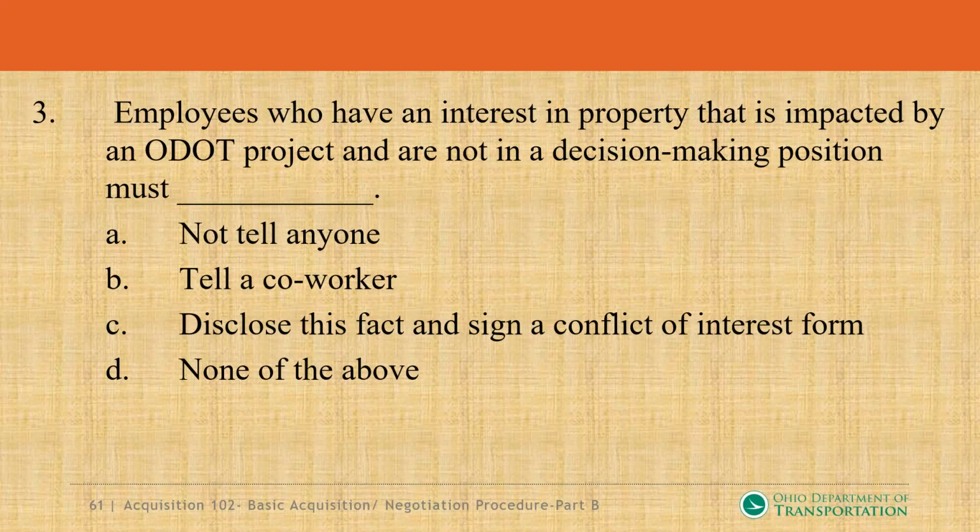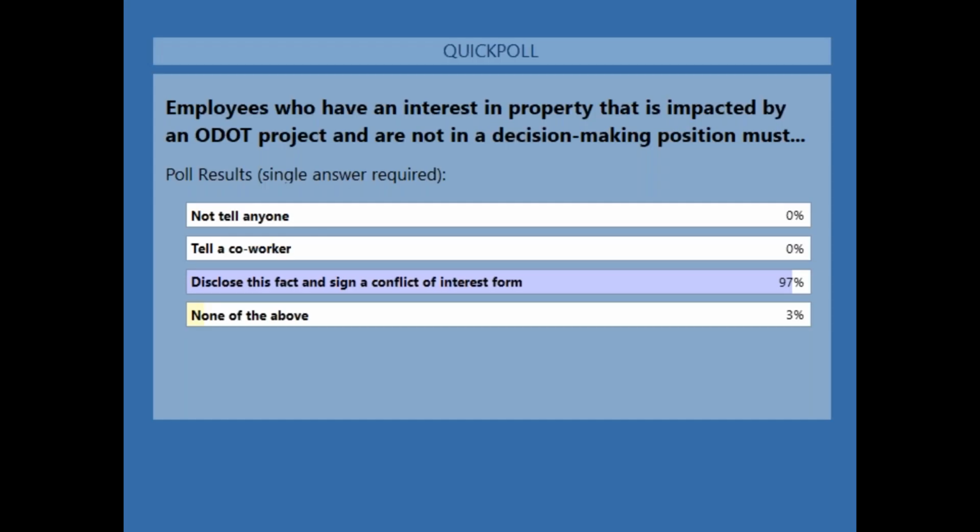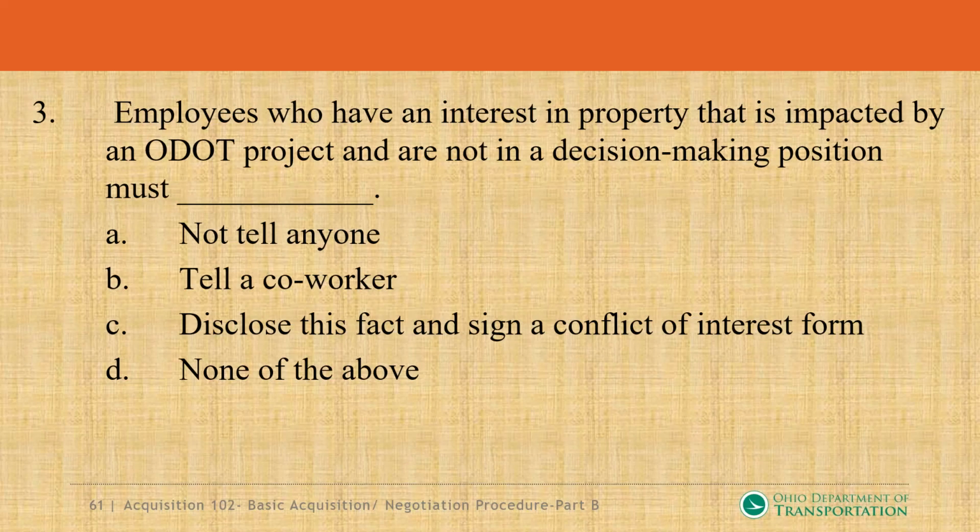All right, I'm going to share the responses. 97% said disclose this fact and sign a conflict of interest form, and 3% said none of the above. Okay. I'm going to hide that. And the answer is? C. Great. Disclose.